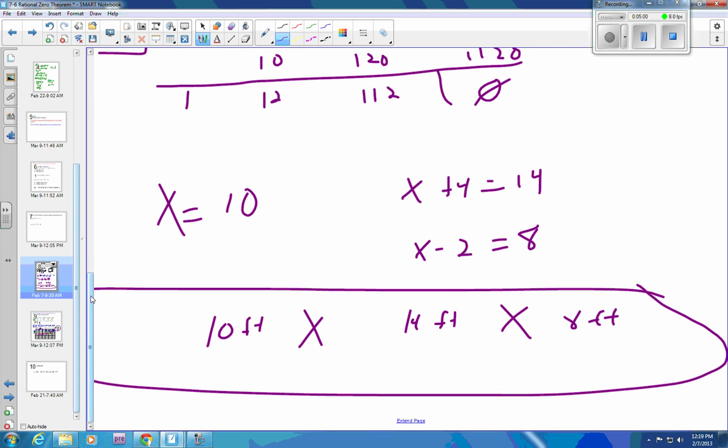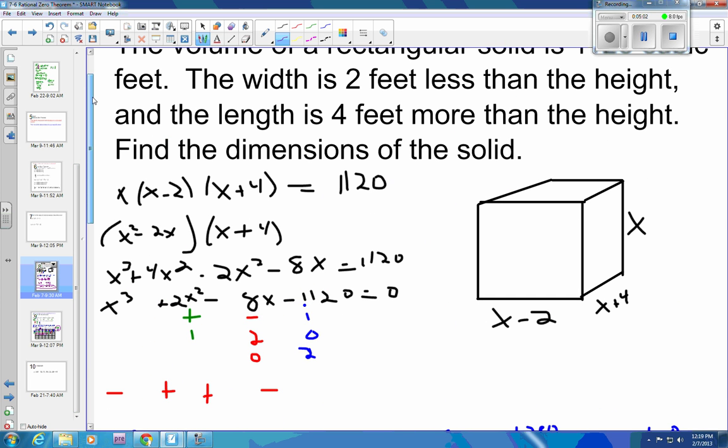Again, when you're dealing with lengths, widths, and heights, it makes no sense to have an imaginary answer, and it makes no sense to have a negative answer.